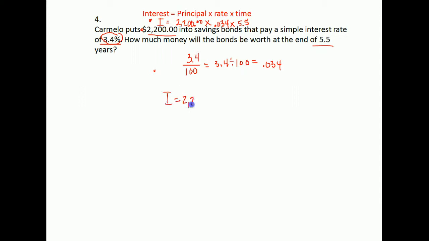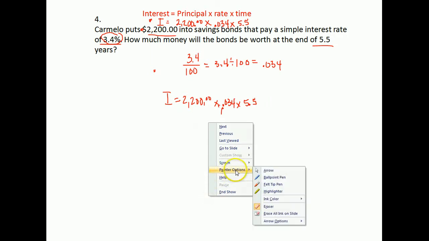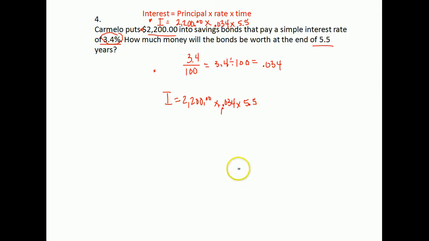Now notice this one's a little different. We're not really solving for anything because all of our numbers are on one side. The I is already by itself. Our interest over here is already alone. All we have to do is multiply these numbers together and we'll know the interest. So 2,200 times 0.034 times 5.5. Make sure you're careful with your decimal here. It is 0.034. When we do that, we get $411.40.